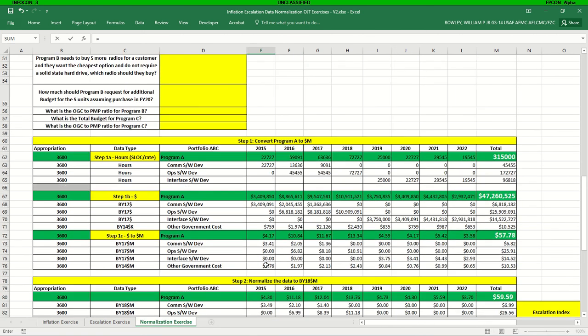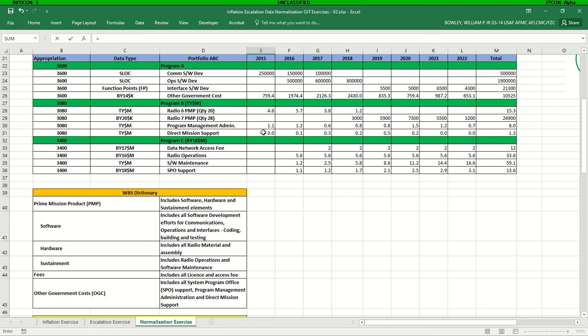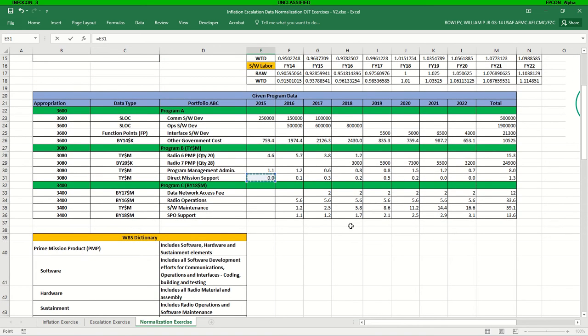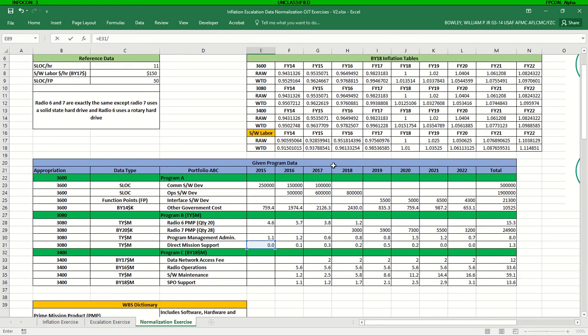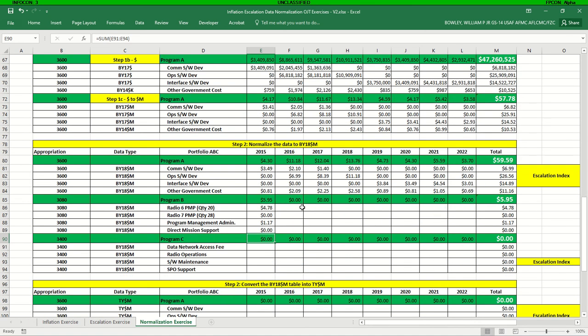And direct mission support, also in then year dollars. So it's going to be the same with the FY15 3080 weighted index. And of course, you can do them one by one, calculate it and then drag it over in order to check your answers one by one if you like, or you can do them all and drag them all.